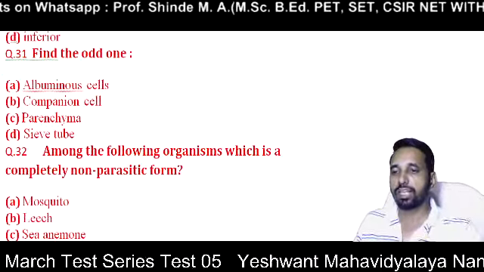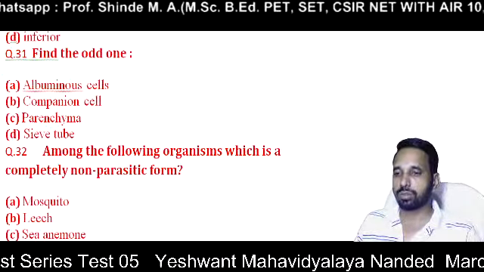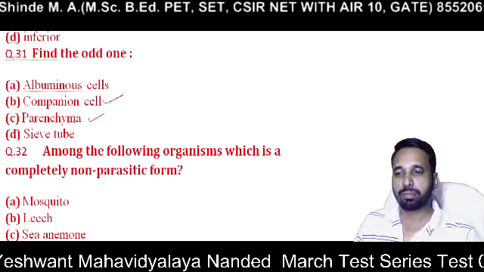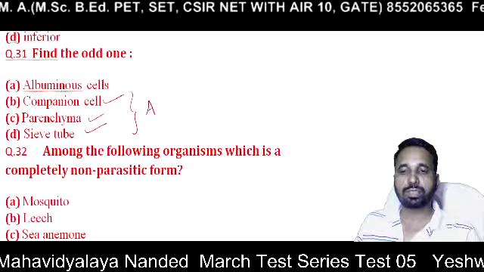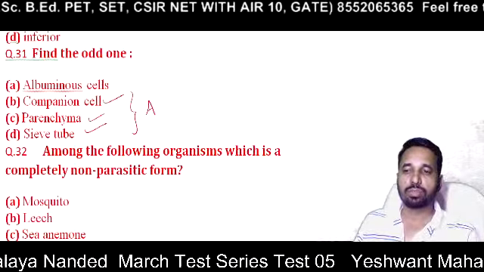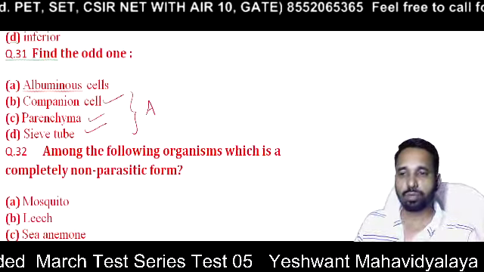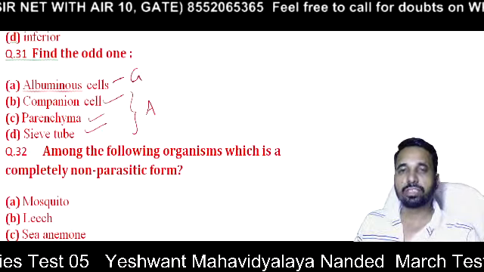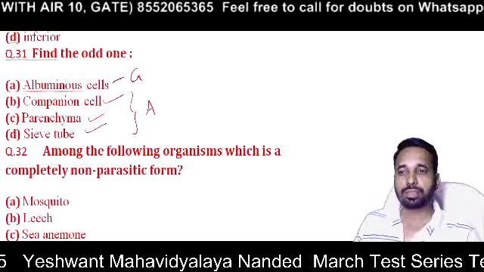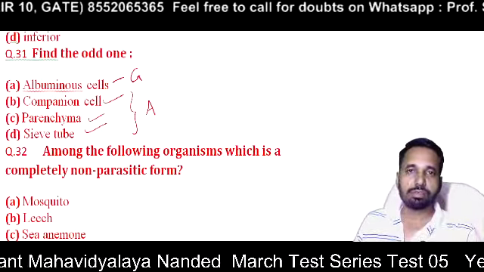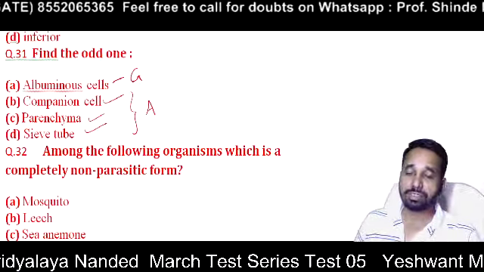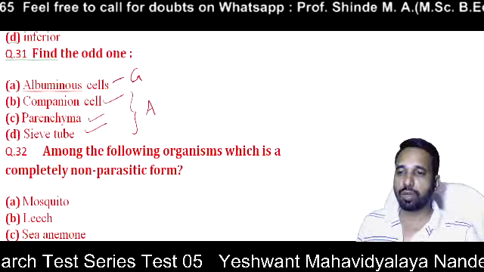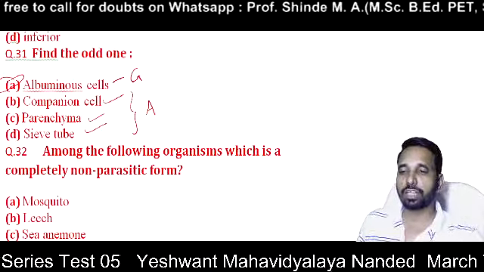Then find the odd one. Albuminous cell, companion cell, parenchyma and sieve tube. So what is the odd one here? You need to understand companion cell, parenchyma and sieve tube. All these are components present in angiosperms. Sieve tube and companion cell are part of the phloem, isn't it? And parenchyma as well is there. What about albuminous cells? They are present in gymnosperms. They are, you can say, the structural or functional analog of the companion cells. So albuminous cell is the odd one here. So the right answer will be option A.